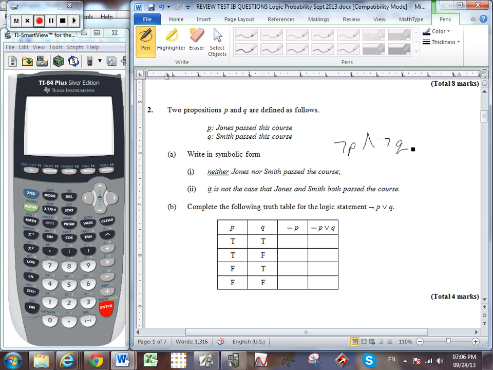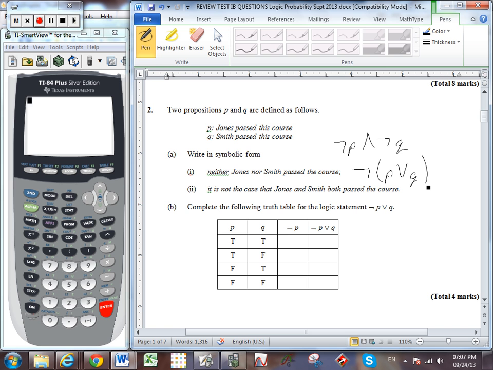Or another way I could say it, and you'll see this actually from De Morgan's law, as it turns out, is that it is not the case that Jones or Smith passed the course. Because we don't want either one of them nor both to have passed, and we know that the or word is what includes either one of them or both, we can simply say it is not the case that Jones or Smith passed the course.